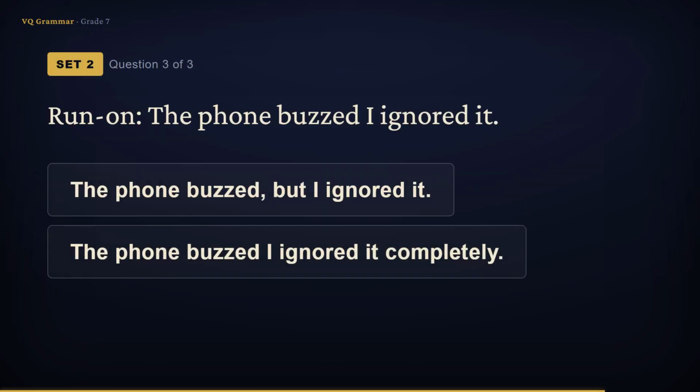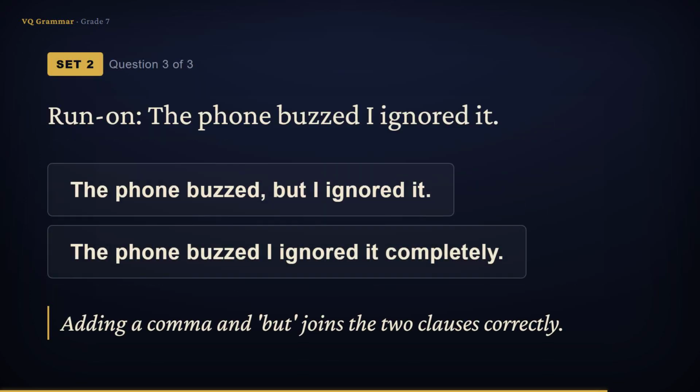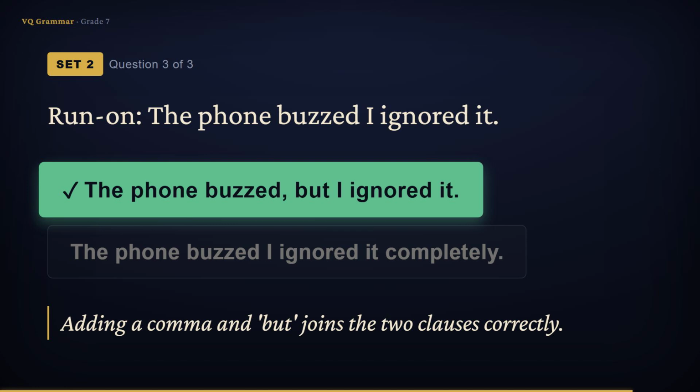The phone buzzed I ignored it. This run-on needs a real boundary between its two clauses. The first choice adds a comma and the joining word but. The phone buzzed, but I ignored it. That fixes it cleanly. The second choice just adds a word and leaves the clauses jammed together. So the answer is the first choice.